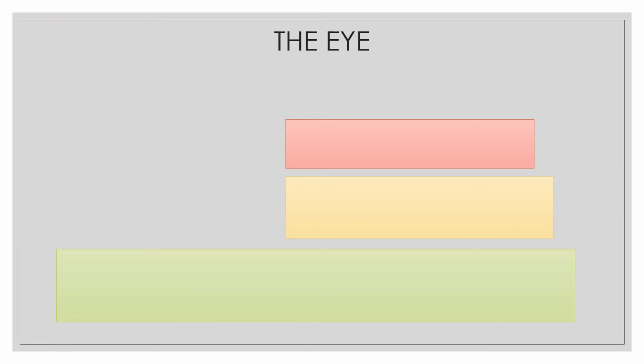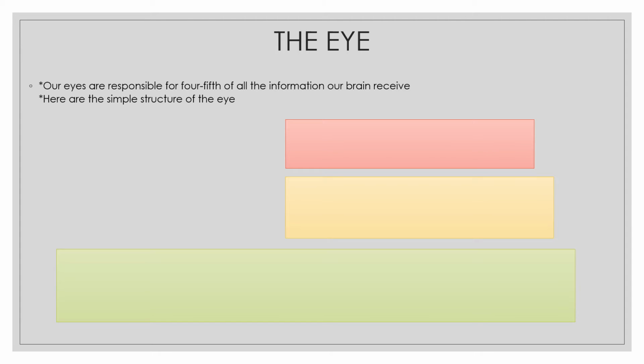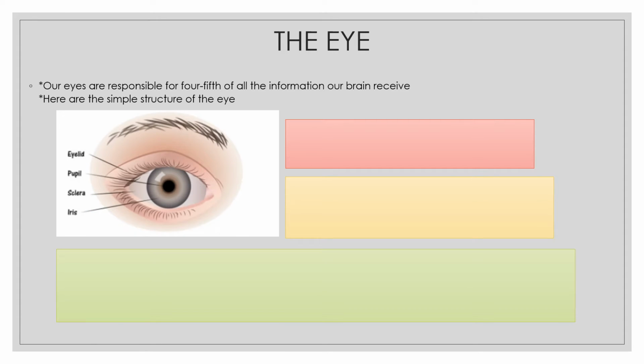So for the eye. Our eyes are responsible for 4/5 of all the information our brain receives. Here are the simple structure of the eye. As you guys can see in the picture, there are 4 labels. First, the eyelid, pupil, sclera, and also iris.